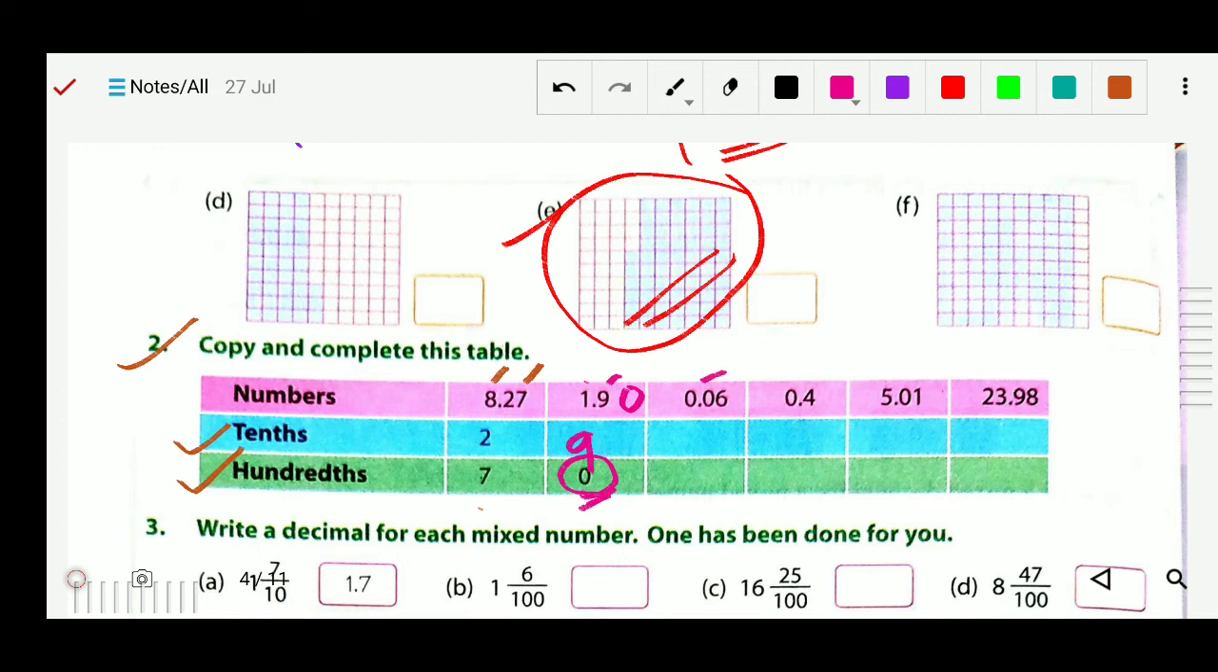Likewise 0.6, so who is at the 10th place? 6 is at the 10th place. So likewise here 0.4, how will you solve? 4 is in which place? 10th place, so write 4. Who is at the 100th place? Nobody is there, so it means 0 is there. So likewise you can do the same here.